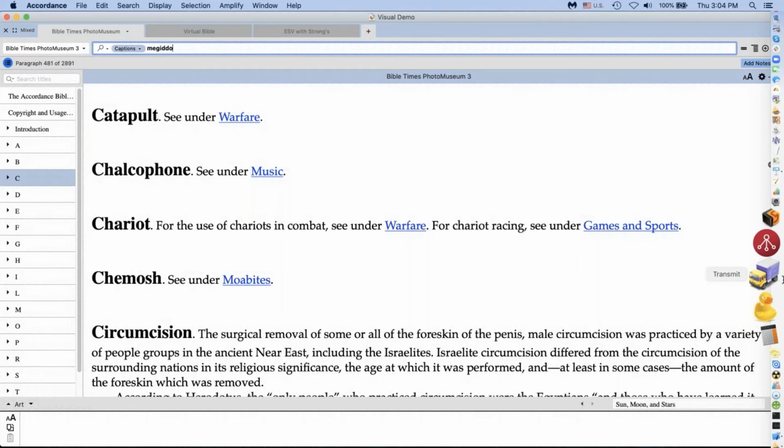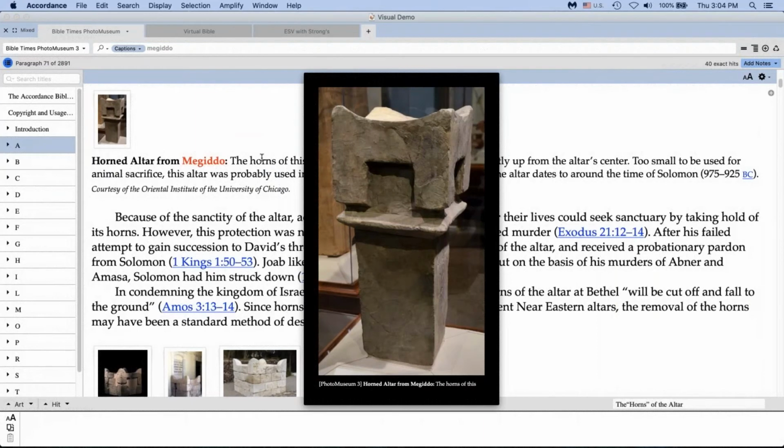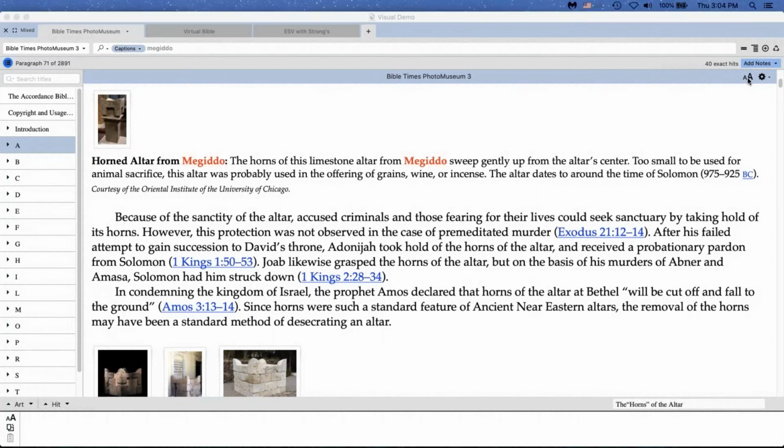Okay, now that's a site. I'm looking in the Photo Museum because we have an article on Megiddo in the photo guide. But now there are all the pictures that are from Megiddo. Here's the horned altar that we showed earlier. And let's see, how many more do we have here? Let me move this a little bit. Looks like we got 40 hits, so I'm not going to show them all.